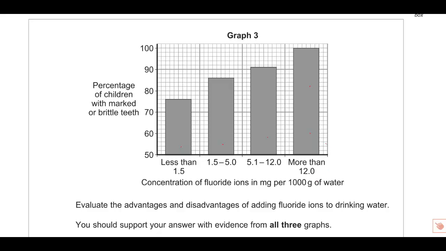What we're seeing here, well, clearly as fluoride ions increase, the percentage of children with marked or brittle teeth also increases. So that's obviously a key point, really.